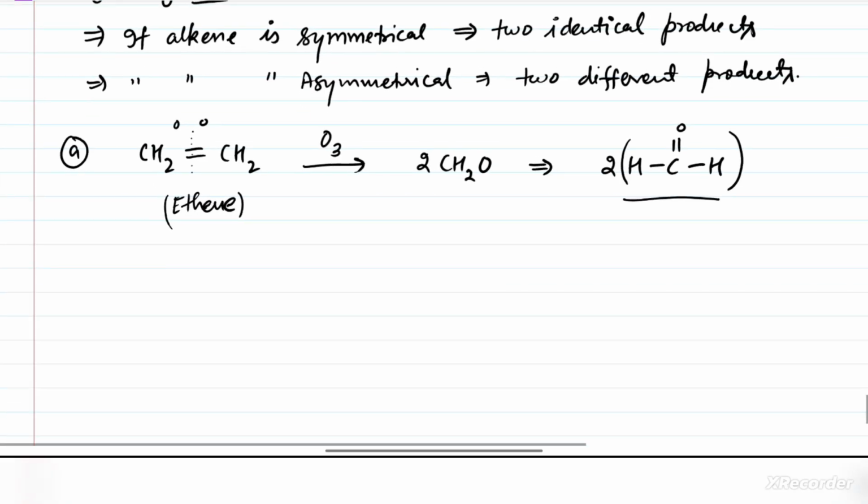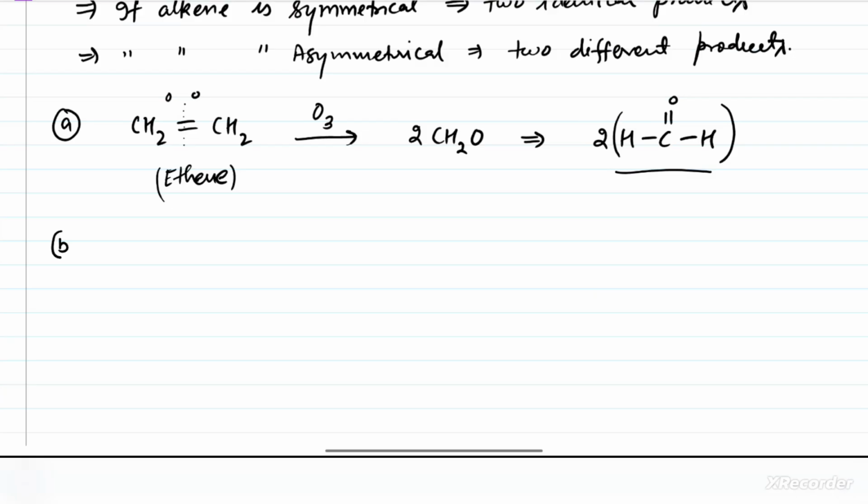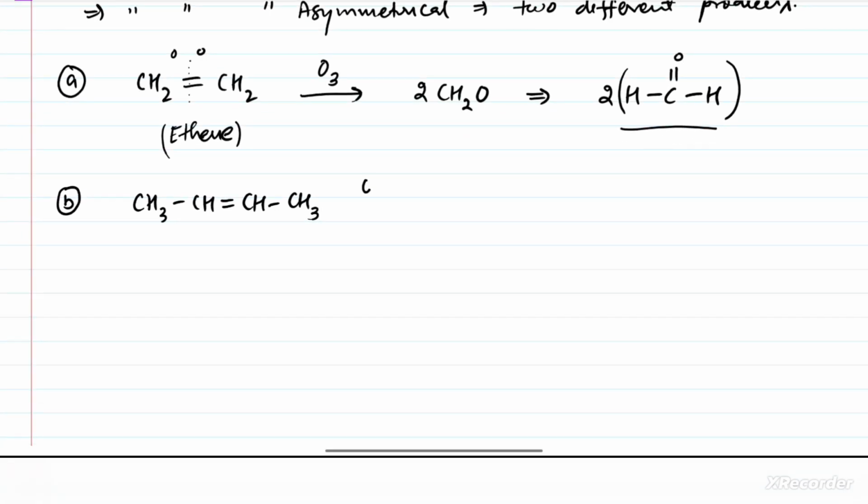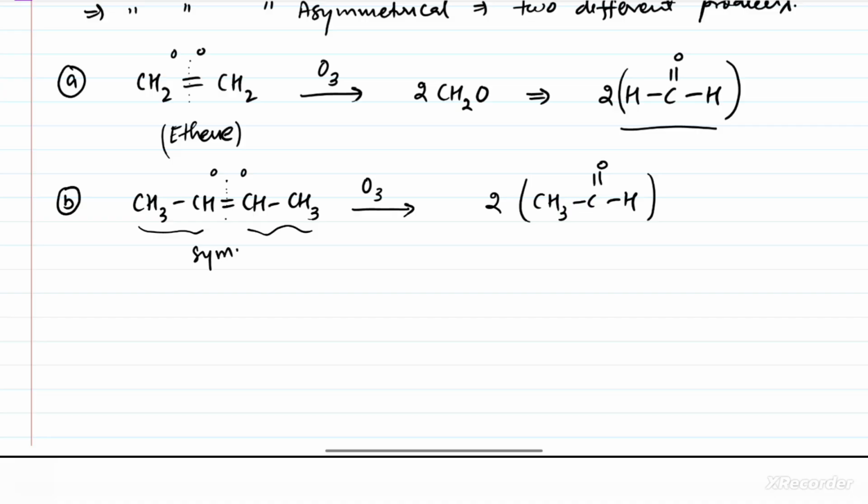That's it. Again I will take a symmetrical alkene. This is but-2-ene. It undergoes ozonolysis. Again, divide this double bond and put oxygen on both sides. So what we have? CH3CHO, CH3CHO. Again, 2 moles of CH3CHO. So that's what I said: when the alkene is symmetrical, we get two identical products.